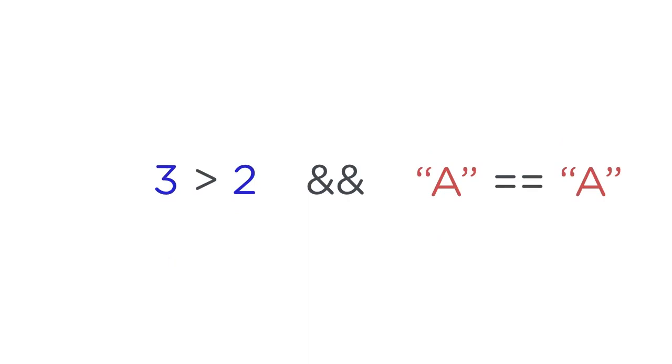Let's replace A with a real logical expression, 3 greater than 2 for example, and B with another. Now both these expressions evaluate to true, so the entire statement is true. However, with the AND operator, if any one of them is false, the entire expression is false. Let's look at an example in code.